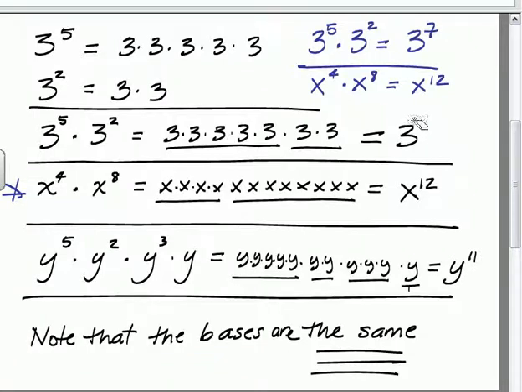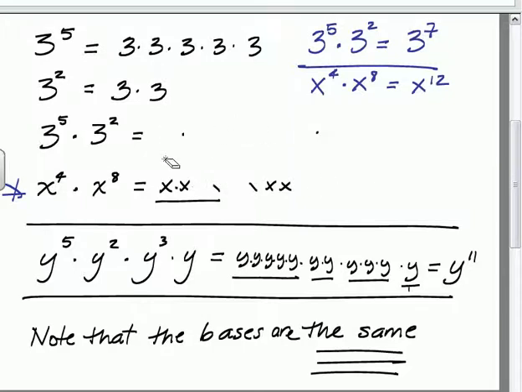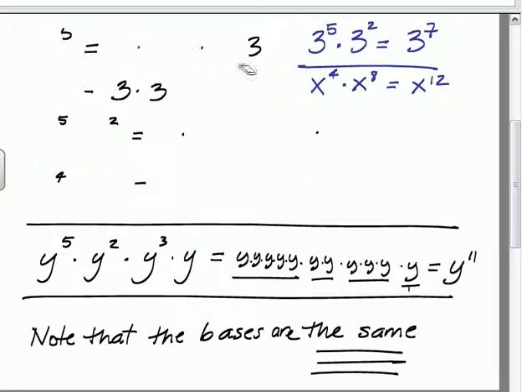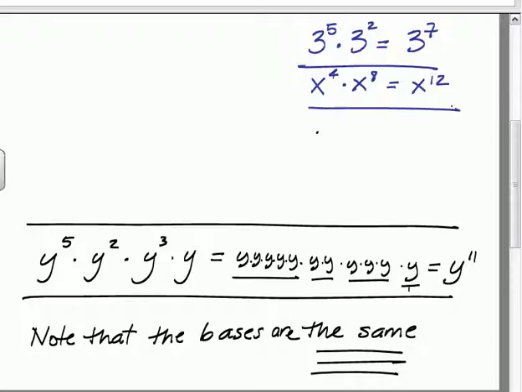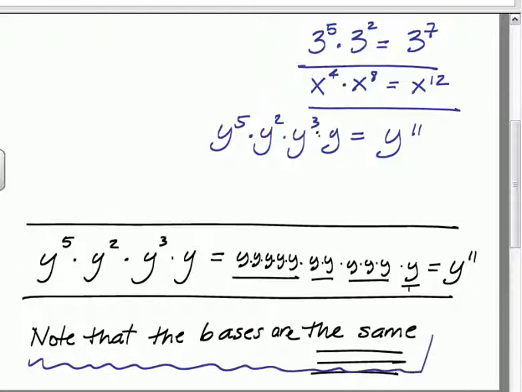So let me create some room so that we've got some space to remember what we've discovered, and see if we can find our shortcut. I think you probably already are there, but you're a little bit faster than I am. So we've also got y to the 5th times y squared times y cubed times y, and we ended up with y to the 11th. Okay, so what does it look like is happening? One thing I want to point out is, do you notice that our bases are always the same in these problems? I'm going to keep mentioning that. When the bases are the same, that's when we're going to have a shortcut.